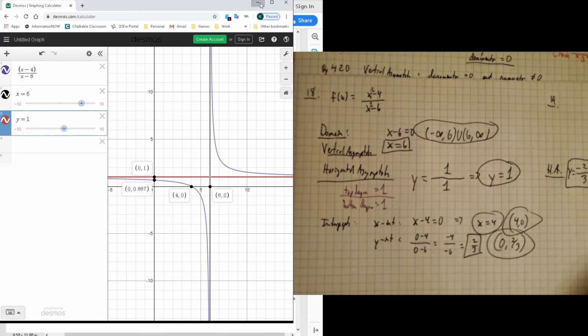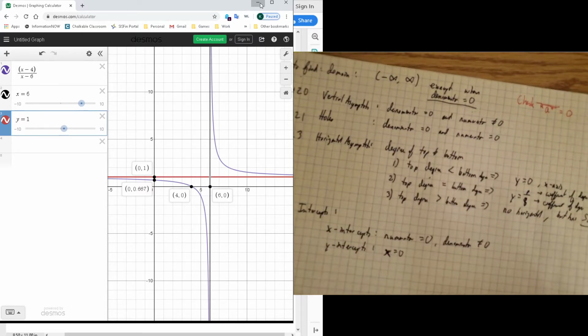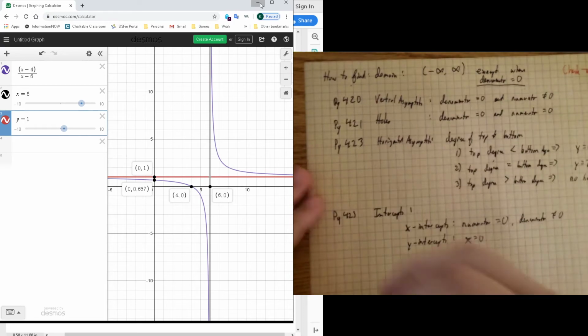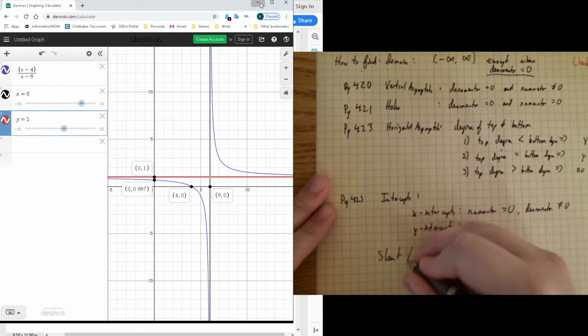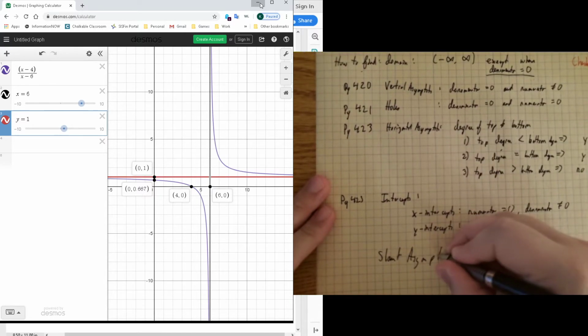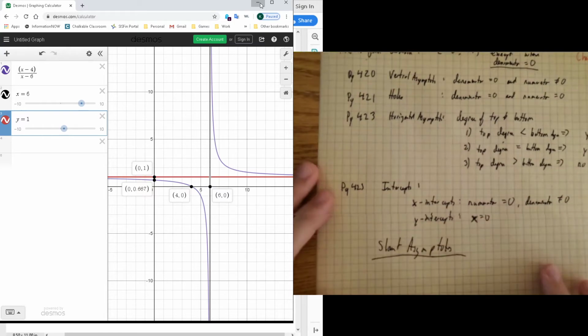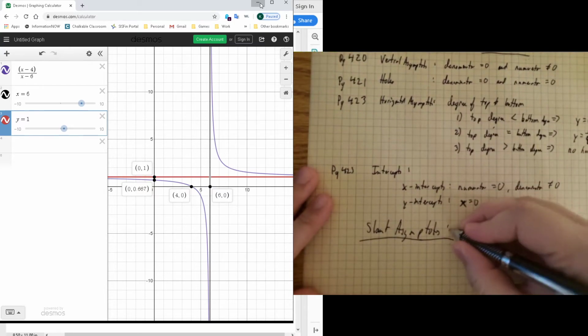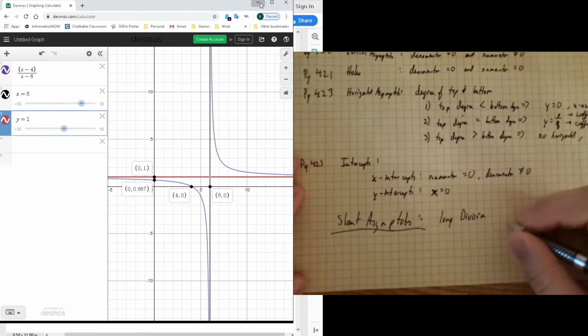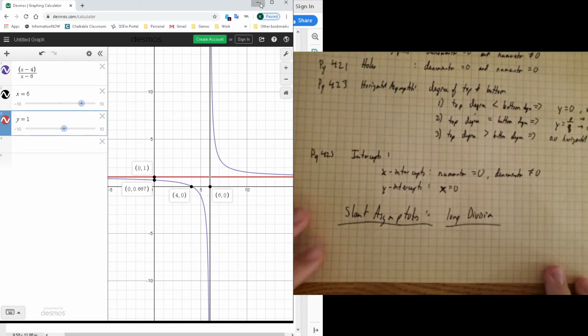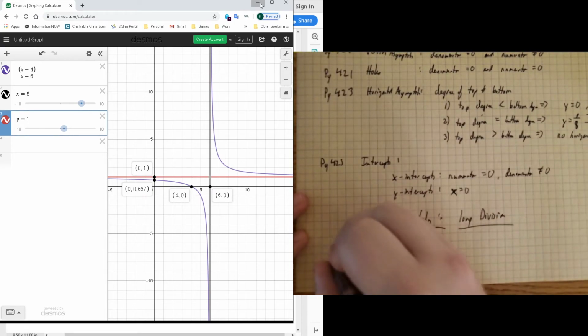Now, you'll notice that on 30, 31, 32, 33, and 34, this set talks about the slant asymptote. Let's add to our notes. How do you find slant asymptotes? Slant asymptotes are found using long division. Let's look at number 30.